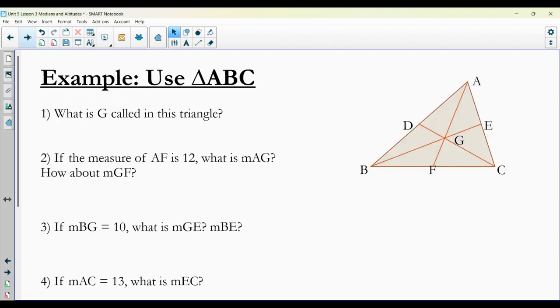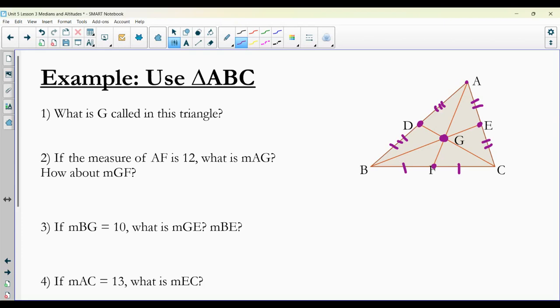So for example, when you're looking at triangle ABC, if you're looking at G right here, these are all going from the vertex to the midpoint of the other side. So F would be considered a midpoint, E would be considered a midpoint, and D would be considered a midpoint. That means BF and CE are the same length, CE and AE are the same length, and A to D and B to D are the same length. So when you're working with a median, they connect from the corner to the midpoint of the other side. So these are all medians.